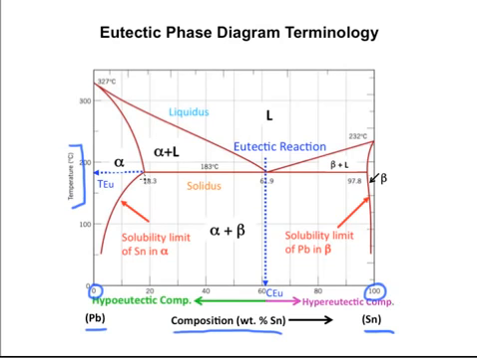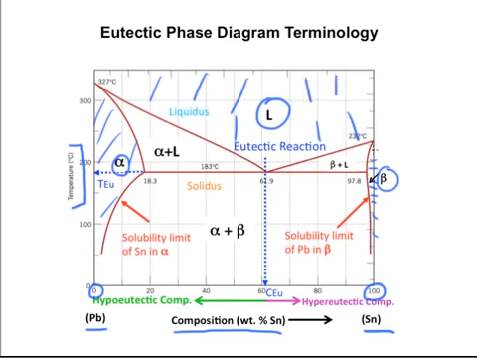Now let's go into our single phase regions. Right here, this region, over here, this is called the alpha region. It is a single phase region which is lead rich, and it is solid. Over here, on this very small part of the graph, is the beta region. It is a single phase region which is tin rich, and it is solid. Up here, we have the liquid region. All of this up here is the liquid region. It is a single phase region made of liquid components, lead and tin.